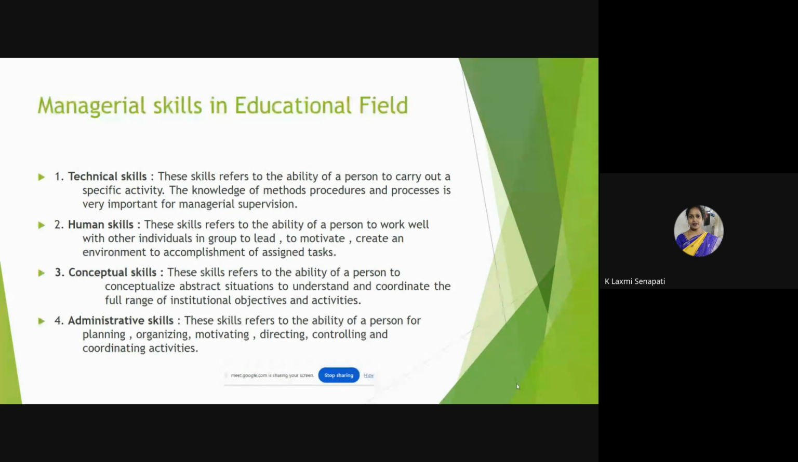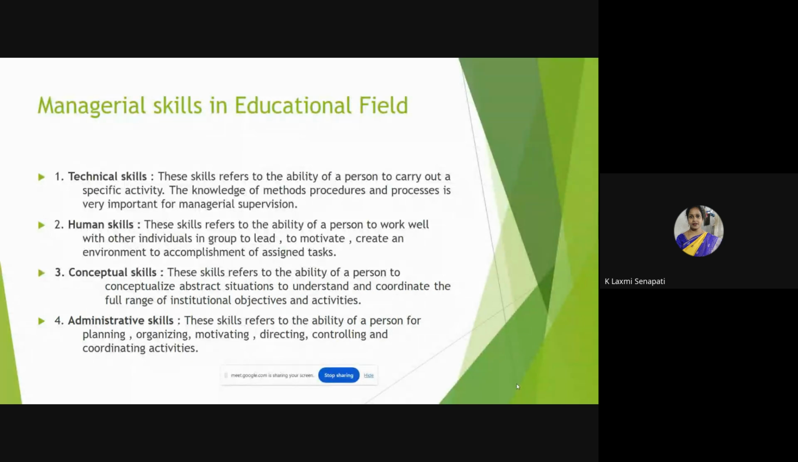And conceptual skills. These skills refer to the ability of a person to conceptualize abstract situations, to understand and coordinate the full range of the institutional objectives and activities. Here, who is the coordinator? The teachers. They should have the ability to conceptualize abstract situations, to understand and coordinate the full range of institutional objectives.